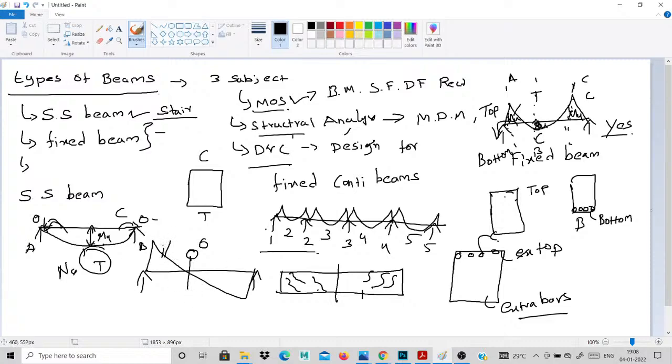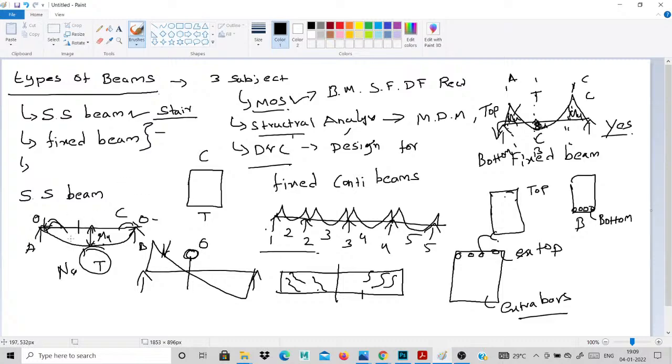So why is the shear force high in this direction? The cracks will be formed, so shear will be high. In the center portion, no cracks will be formed, so the shear value is 0. This is the main concept for your shear force diagram. I will tell you how to provide the reinforcement for shear, bending moment and all the things.